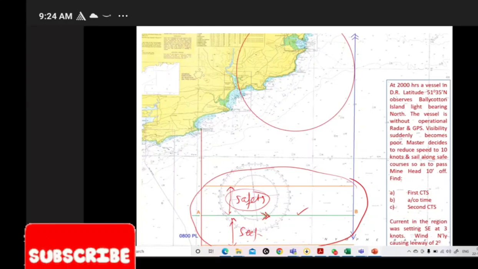What do you do in the exam? In the exam, you can take about 4 to 5 miles of safety margin and you can say you are working on a safety margin of so many miles.